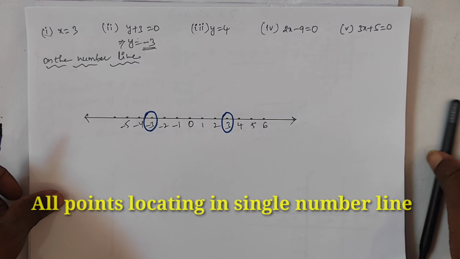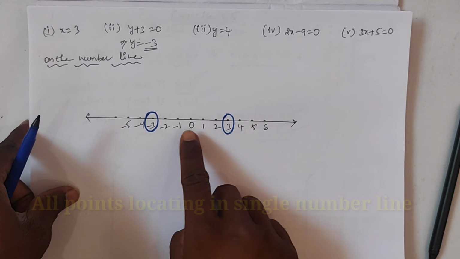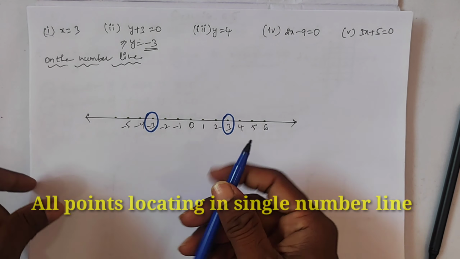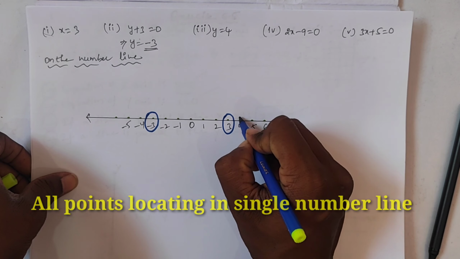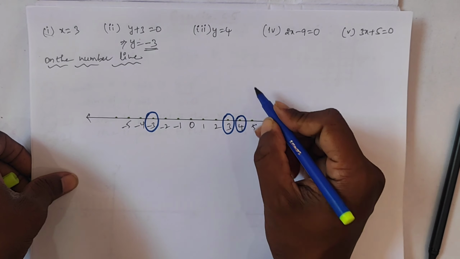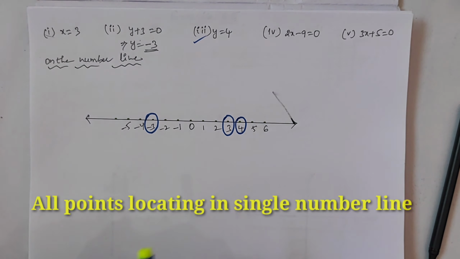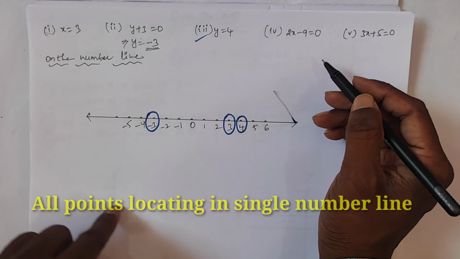Next, y equals 4. Y equals 4 means 4 units to the right side of 0. So 1, 2, 3, 4. Completed.